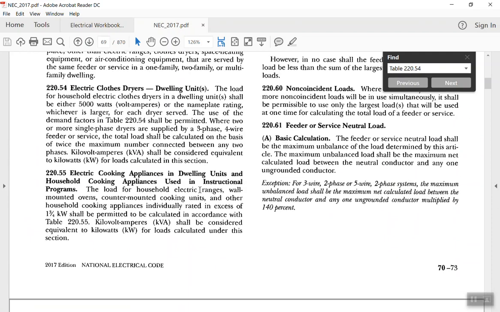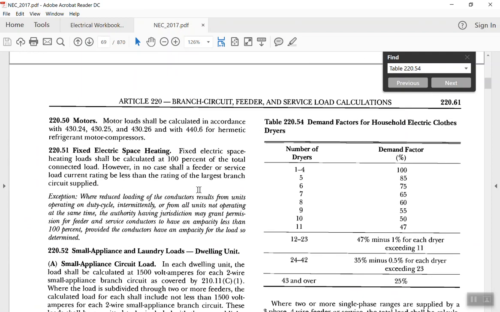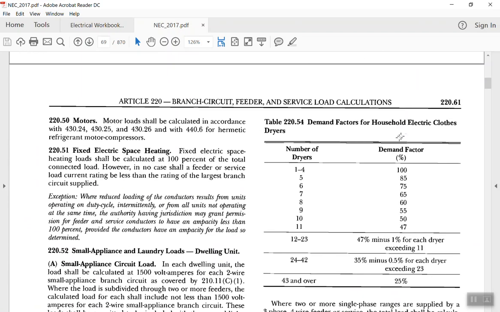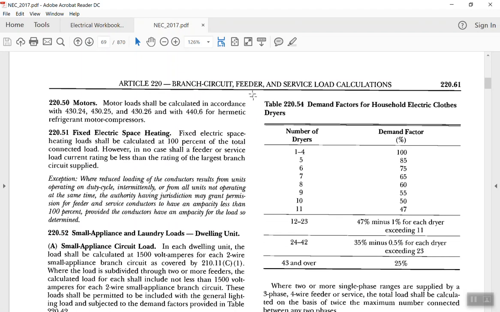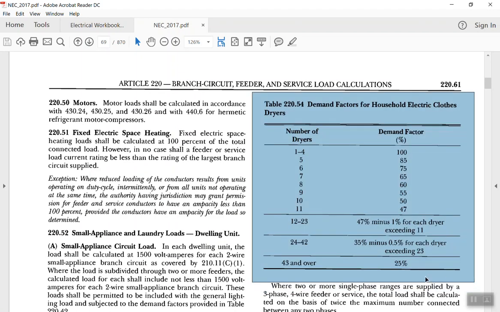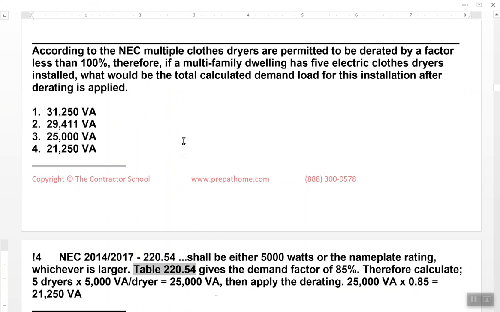220.55 is on the exam, but not the one we need this time. And then here we go. 220.54, right? I'm on page 73, and there's our table, okay? Now, in this case, there's multiple clothes dryers. So we need to see, there's kind of like a little formula, kind of like we did before, right? So it would be the number of dryers in this case, times the rating per dryer, times the derating factor, right? So in this case, let's take a quick look at the question here.